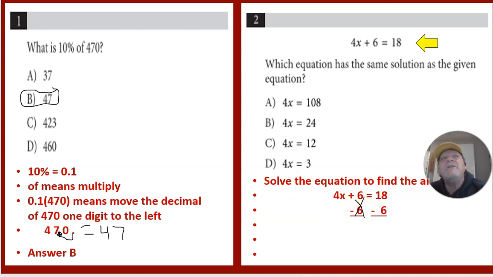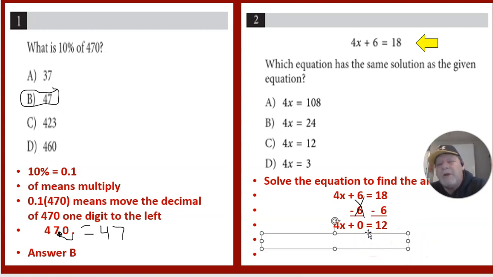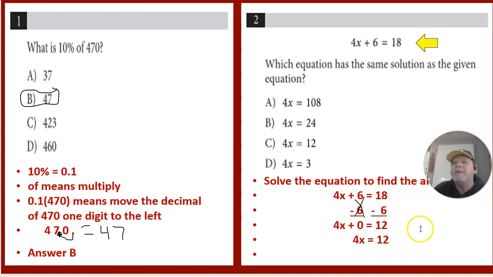And when I teach students and I first start teaching them how to solve equations, I have them do that. Some people don't need it, some people do. So you get your 6 minus 6, which is 0, and most people know that 4x plus 0 is 4x. 18 minus 6 is 12. And when you look up here, you say, oh, that is choice C. And most of you knew that straight up as well.